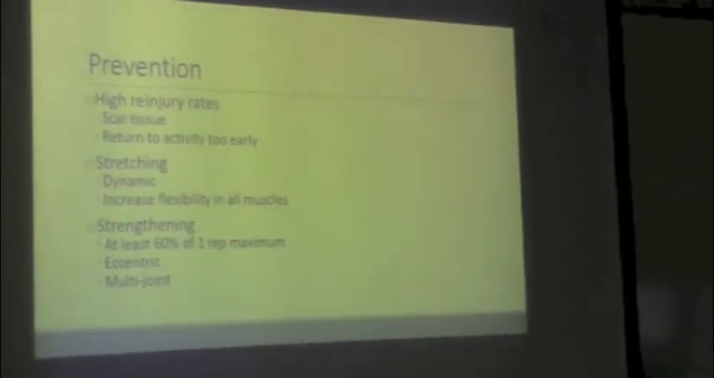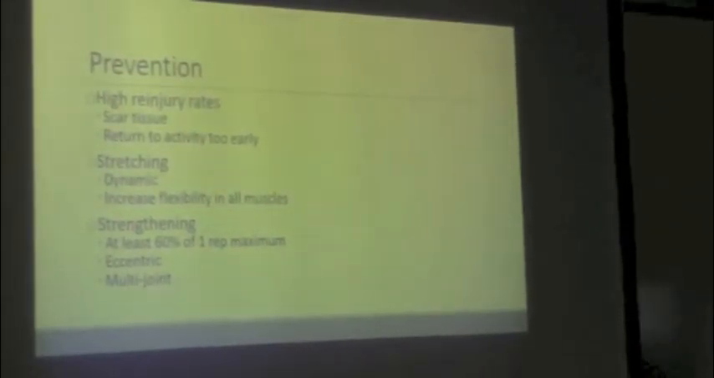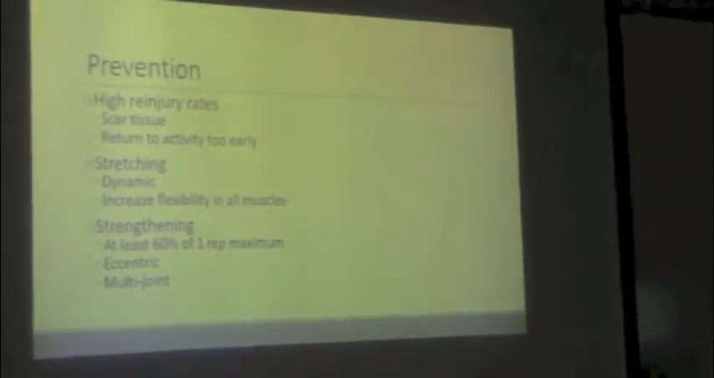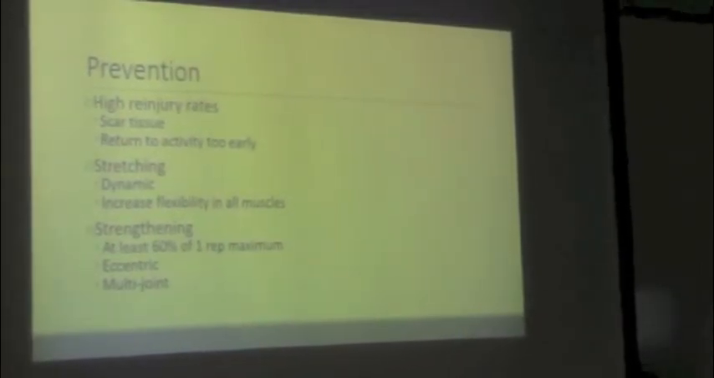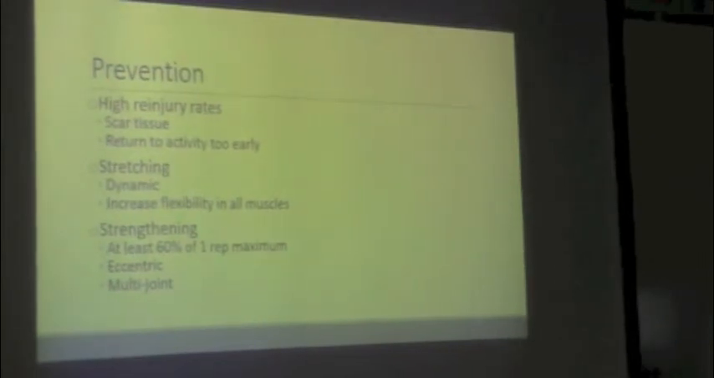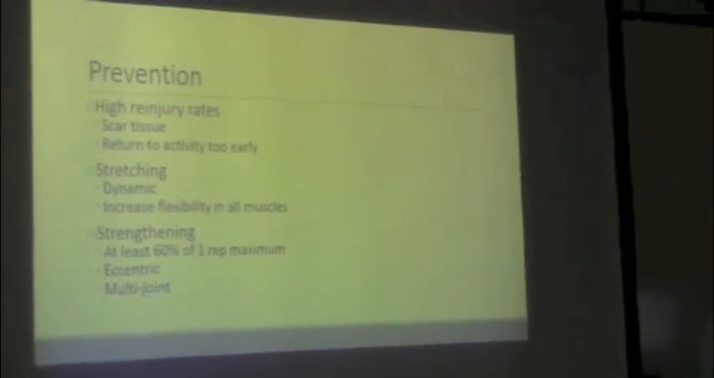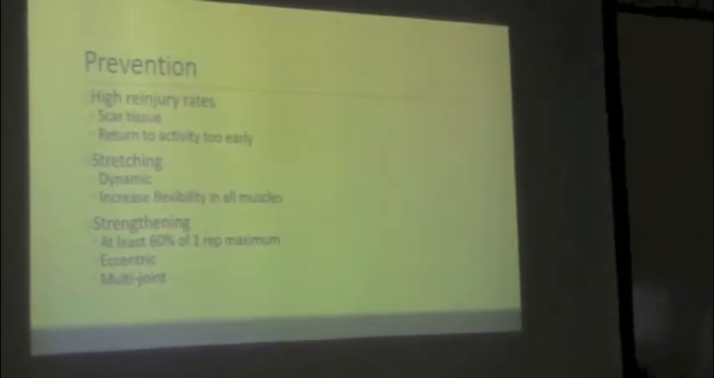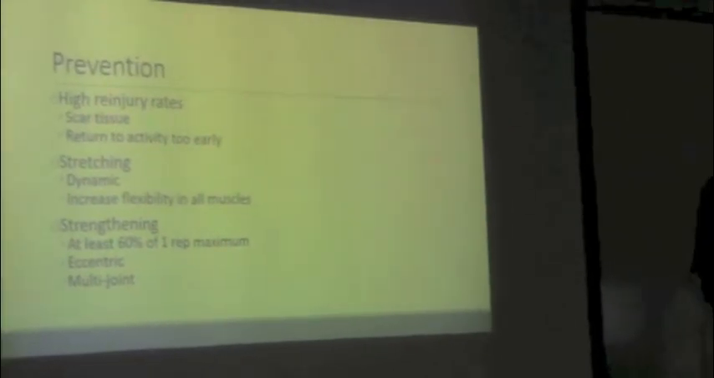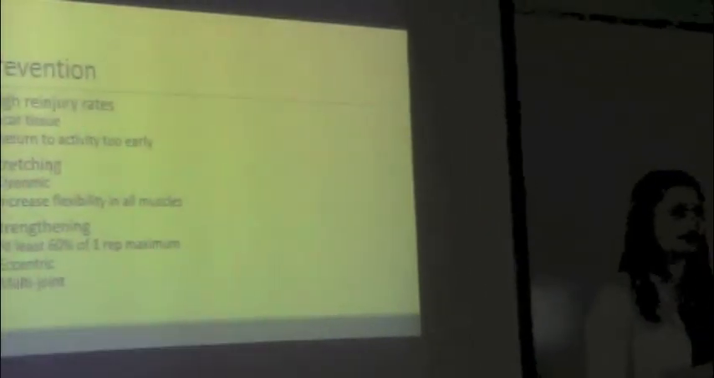One of the things they think is contributing to the high re-injury rates is the buildup of scar tissue. In the first year that scar tissue is building up, it's weak. By the time you hit that 1 year mark, it gets stronger and stronger. But up until then, it's weak and it's likely that you get another injury there. Another possibility is that you're returning to activity too early. People just don't want to wait until they heal, and then they get hurt even worse.